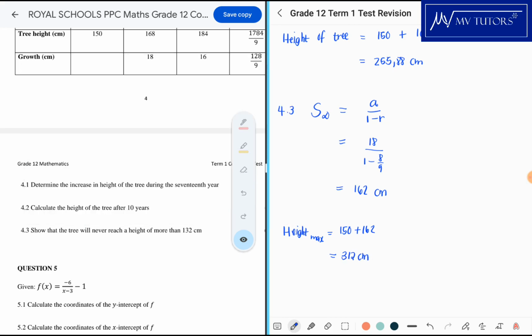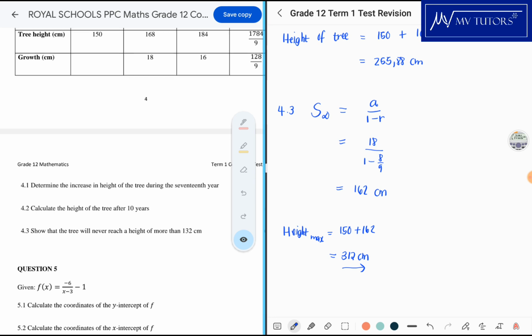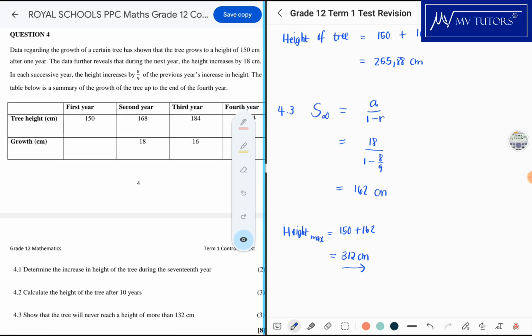What was the question? Okay, I think they wrote this incorrectly. Instead of 132, they should have put 312. So maybe they swapped it. But yes, this number that we have here, the tree will never grow beyond 312 centimeters. Okay, so yeah, it'll never go beyond 312 centimeters. And that's basically it for question number 4.